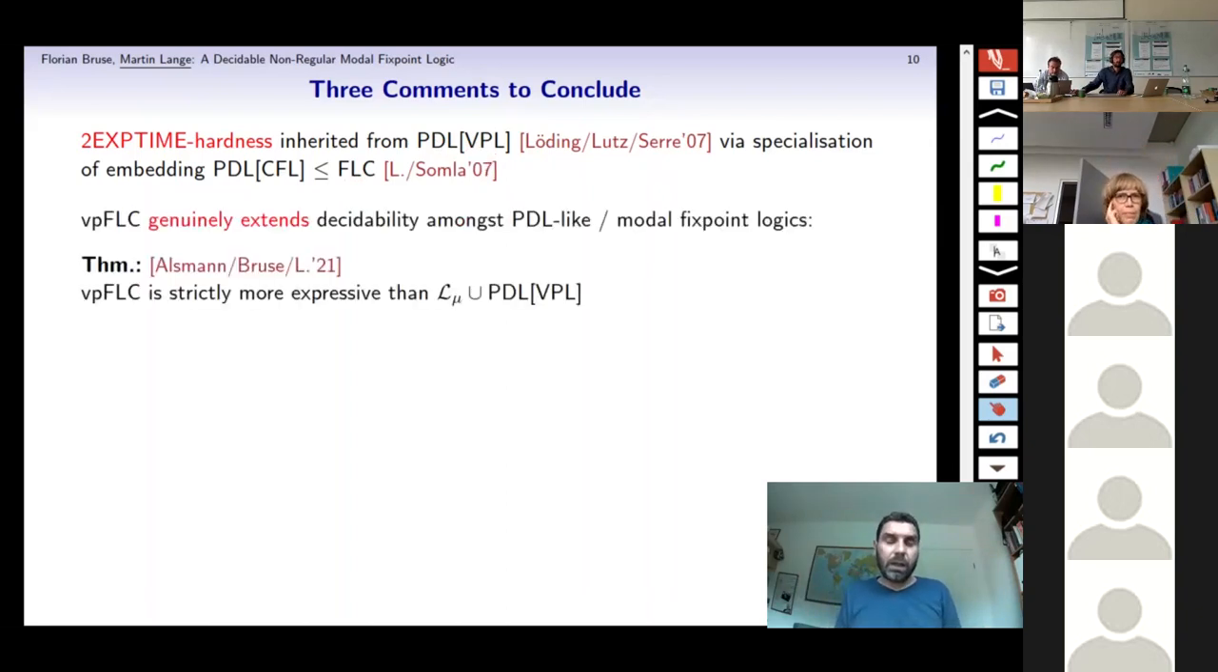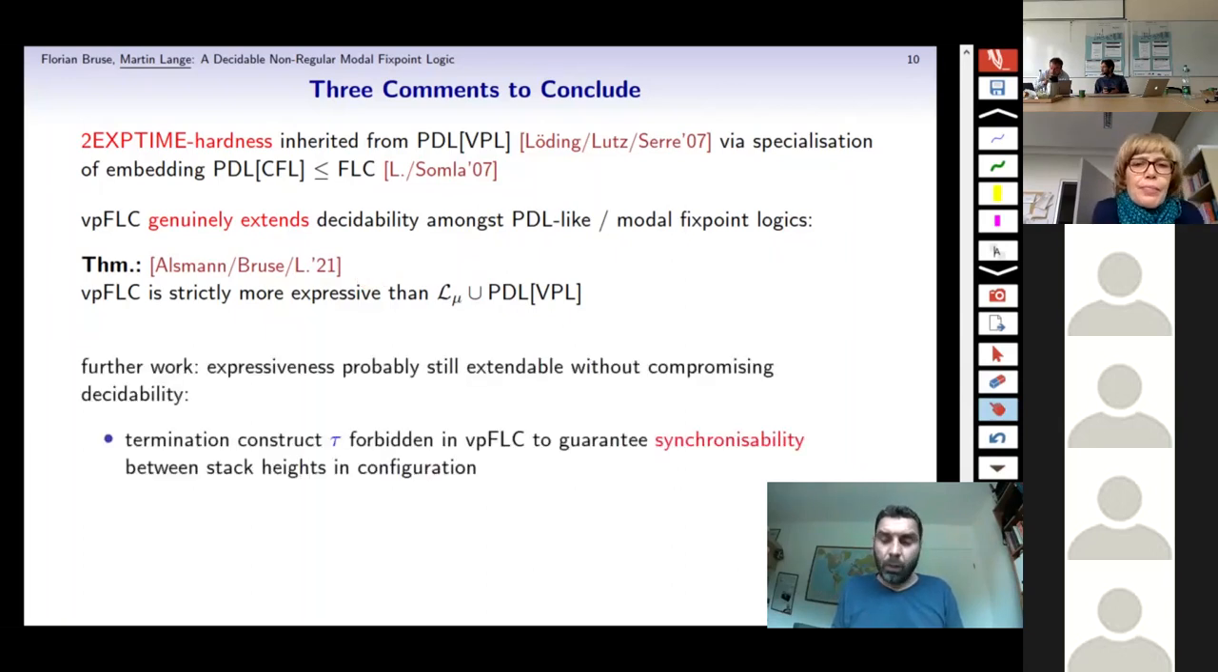The second comment is on the expressive power. This fragment genuinely extends the world of decidable logics, in that we now have a logic that can express properties which are not expressible in either of those decidable logics. More on this is being presented this week at the Express workshop.